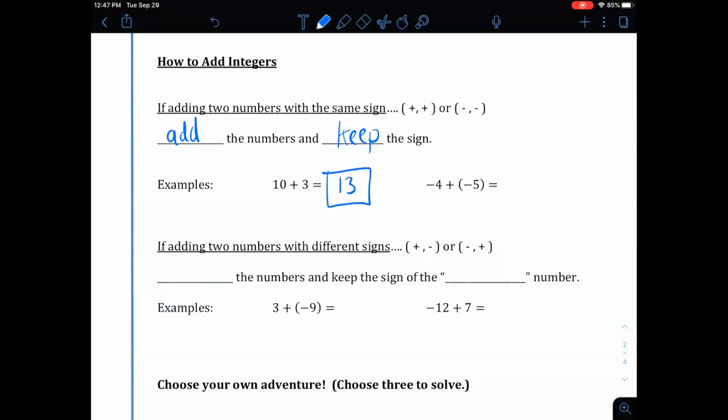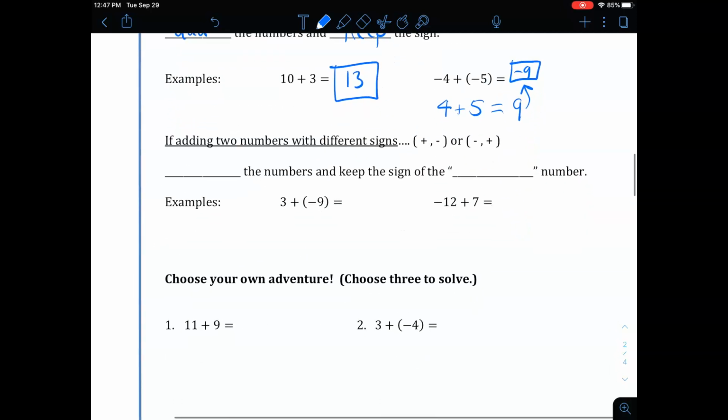Okay, now -4 plus -5, same signs, but they're both negative. So what we're going to do below that, even though they're both negative, we're going to do 4 plus 5. We're going to add the numbers without the signs for now. What's 4 plus 5 going to be? It's going to be 9. But our final answer is not going to be 9. These are both negative. They're going to get more negative, so it's actually going to be -9. So you add the numbers, and you keep the sign of the original numbers, which is negative. It's going to be -9.